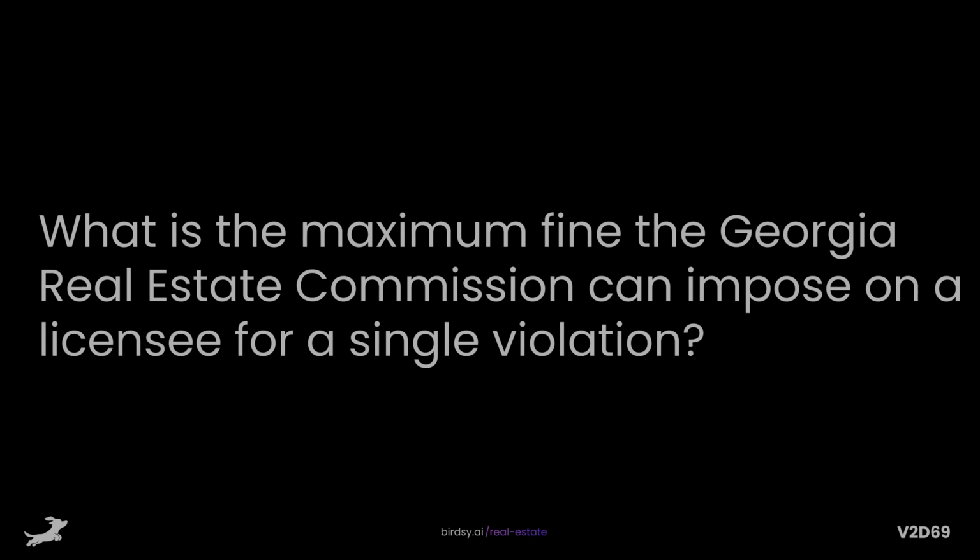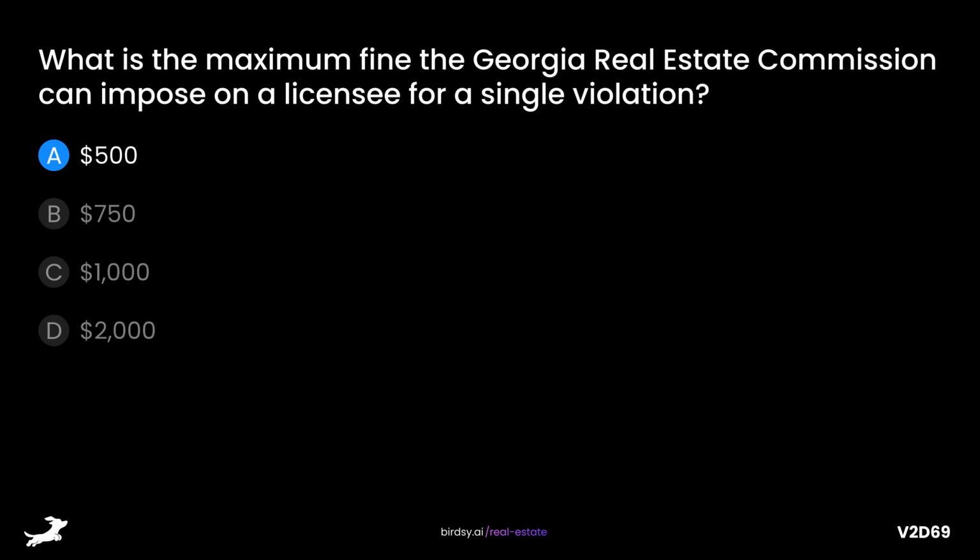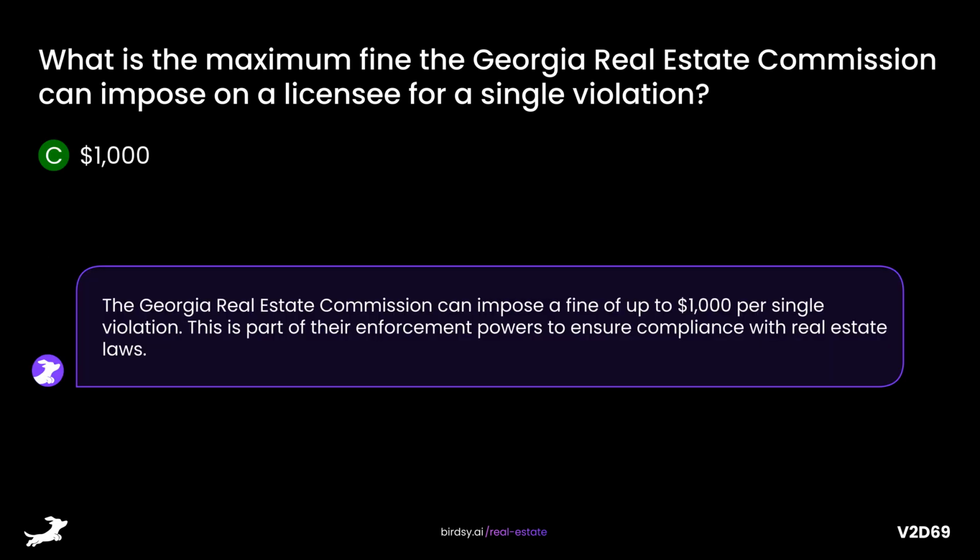What is the maximum fine the Georgia Real Estate Commission can impose on a licensee for a single violation? Is it A, $500, B, $750, C, $1,000, or D, $2,000? The answer is C, $1,000. The Georgia Real Estate Commission can impose a fine of up to $1,000 per single violation. This is part of their enforcement powers to ensure compliance with real estate laws.